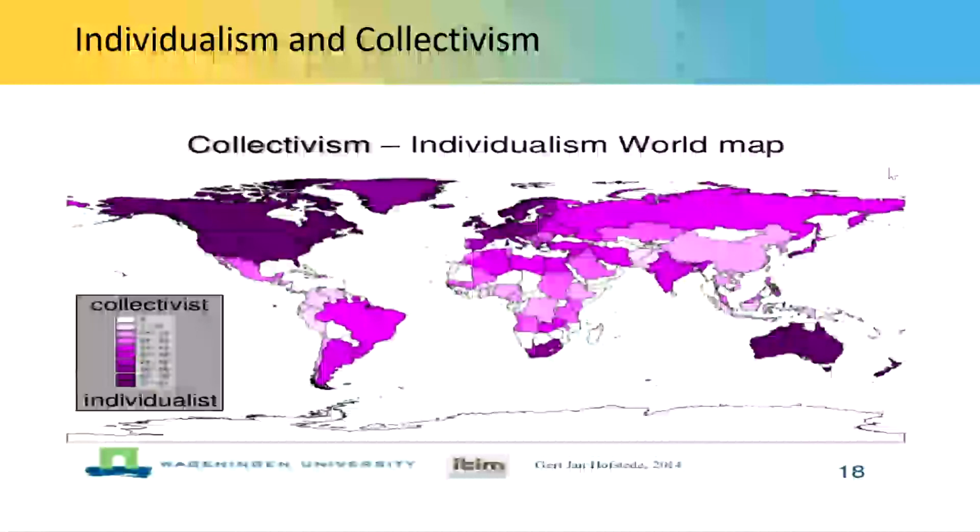But the darker the color, the more individualistic the country. So you see the United States, Canada, Australia, New Zealand, England, looks like Scandinavia. Actually, I think the United States might be darkest of all. The lighter the color, the more collectivistic the country is.